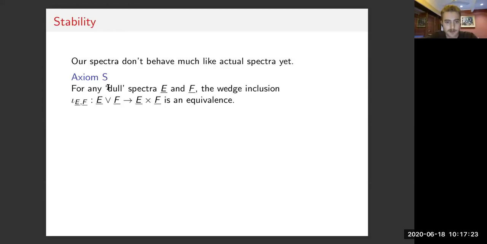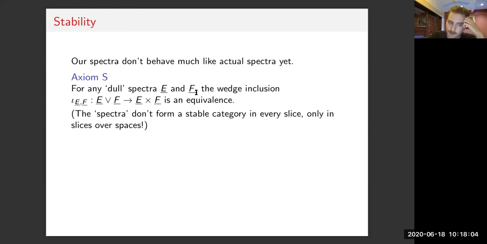I'll explain this in a second. Anytime we've got two spectra, E and F, the wedge inclusion from E wedge F into E cross F is an equivalence. By a dull spectrum here, what I mean is we can only apply this axiom to spectra which are completely marked. So we can only apply these to spectra which can be written in contexts which are entirely in the special modal zone.